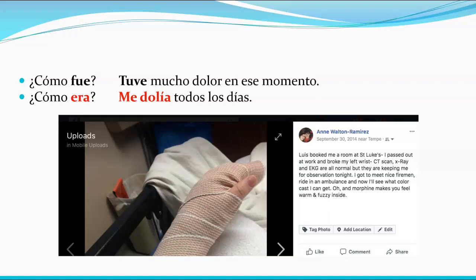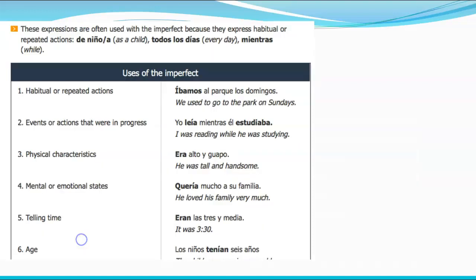So como era, me dolía todos los días. Here we see a new form of the verb, era y me dolía, which is the other past tense, otherwise known as the imperfecto. Imperfect expressions are used in many different instances. And in another video, we'll compare the two, both the imperfect and the preterite. But here's some general ideas of when to use the imperfect.